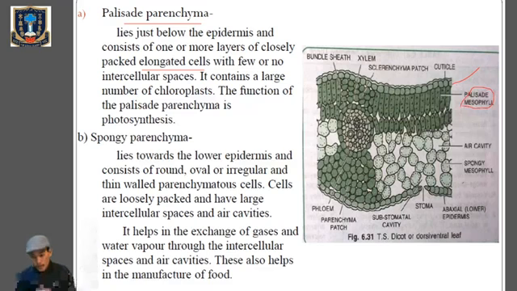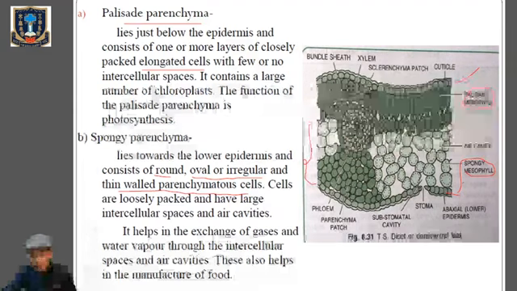Okay, now let's go to the spongy parenchyma. So spongy parenchyma is close to the lower epidermis. Here you can see the lower epidermis, and close to the lower epidermis you can see the presence of spongy mesophyll cells. So it lies toward the lower epidermis. So palisade mesophyll lies toward the upper epidermis. The cells are elongated with few intercellular spaces, but they contain chloroplasts and help in photosynthesis. Whereas the spongy mesophyll cells are close to the lower epidermis, and the cells may be round, oval or irregular, thin-walled parenchymatous cells. So here you can see the structure. From here to here you can see the spongy mesophyll cells.